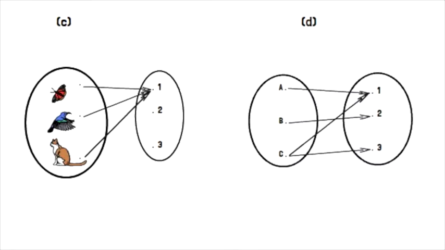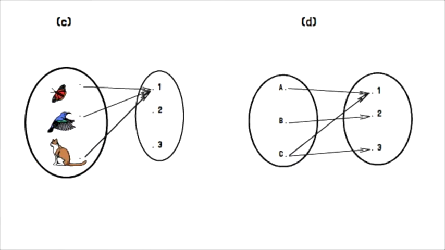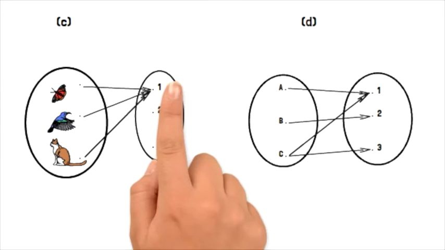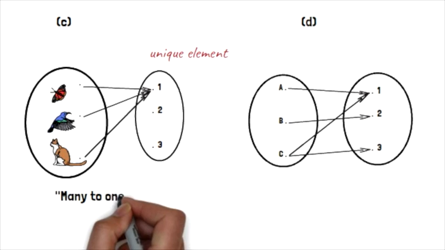Let's consider the next couple of problems. For problem C, let's see if each of the elements in the domain maps to unique elements in the codomain. The answer is yes. We can see how the butterfly, the bird, and the cat all map to the same element 1. No doubt that all the elements map to the same element 1, but each of the living creatures here maps to only one, unique element. This is an example of a many-to-one function.